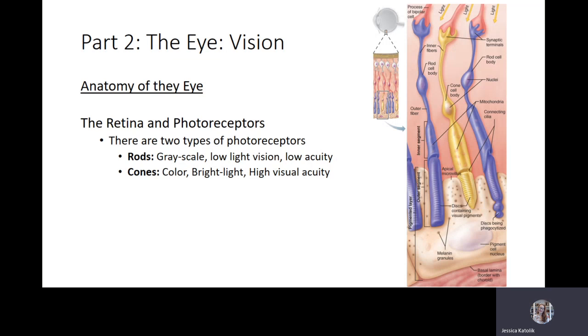Unfortunately, rods have a low acuity, meaning the image isn't very clear and it's a bit blurry. So that's why it's sometimes difficult to see in the dark.